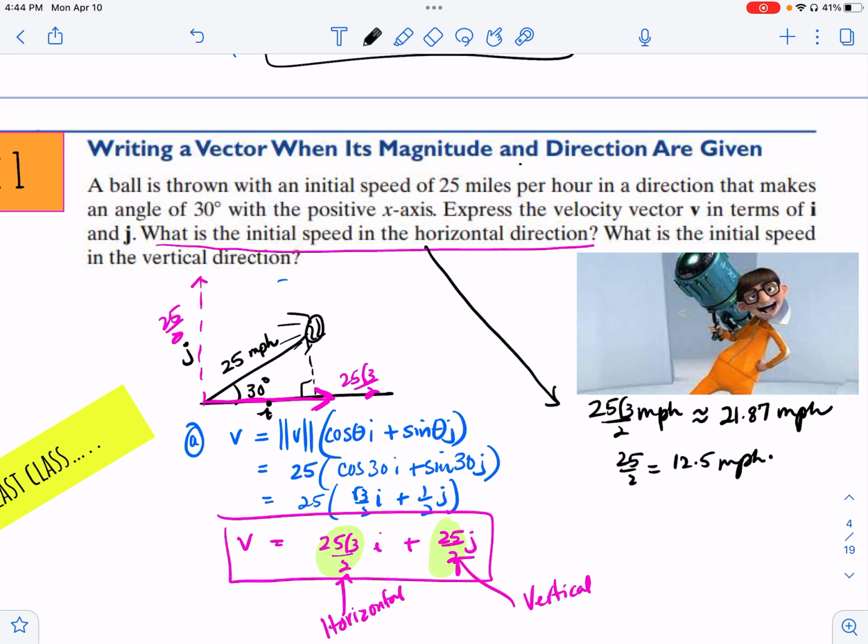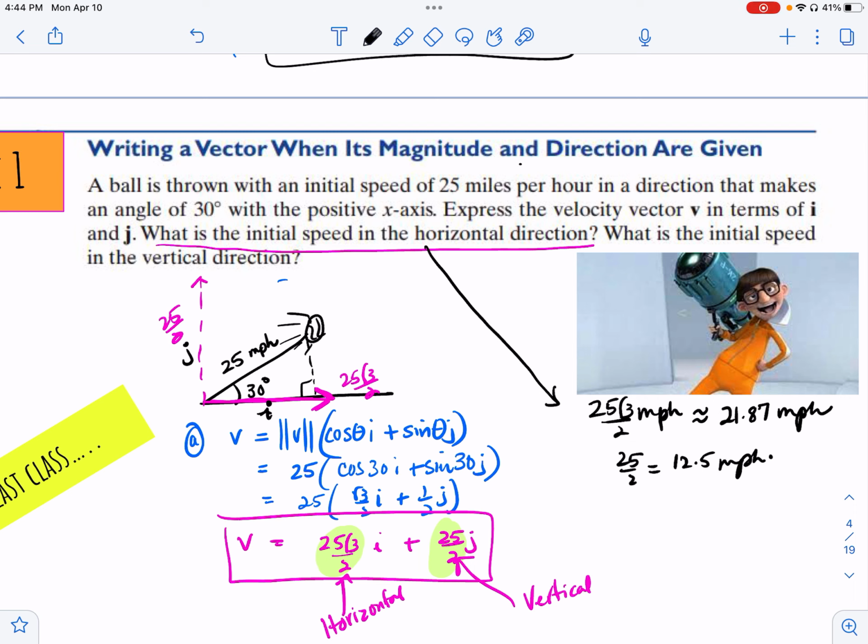And that's the foundation of vectors, being able to decompose a vector into its horizontal and vertical components. One more time, horizontal is represented by i, and vertical is represented by j. And i and j would never be replaced with numbers. They're just there to tell us the decomposition into horizontal and vertical.